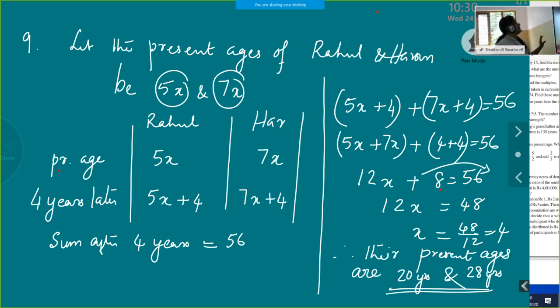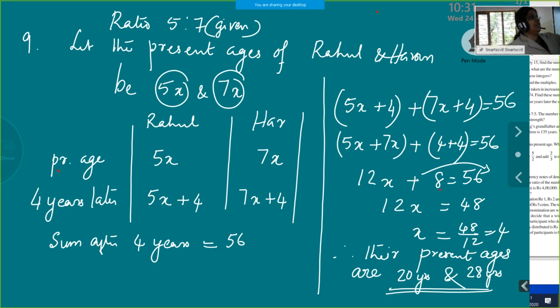I repeat the answer. If you want, you can note down the ratio given, 5:7. This is given in the question. So we took the present ages as 5x and 7x. I made a column for you to reduce the long sentences when you are writing. You can make a column, everyone will understand it. No need to write long sentences about what will be Rahul's age after 4 years and what will be Harun's age after 4 years. Just make a column. I took it as 5x, 7x, 5x plus 4, 7x plus 4. The sum after 4 years is 56.